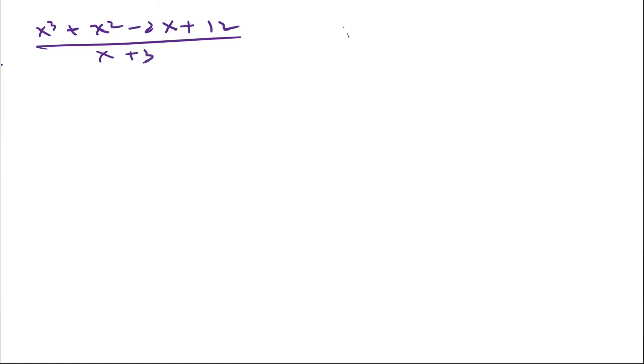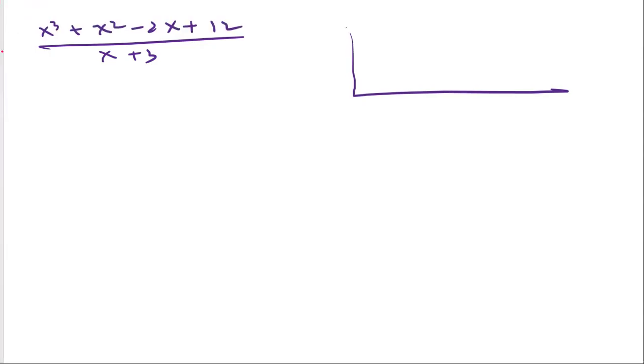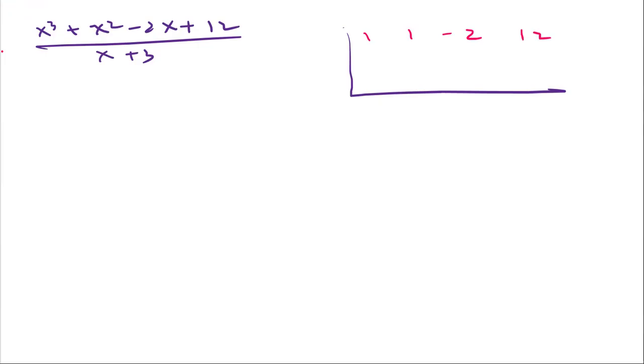Okay, so again, for synthetic division, I just list my coefficients here. So that would be 1, 1, minus 2, and 12. Those are the coefficients of my polynomial in the numerator. And then whatever this is, a plus 3, what I write down here is going to be the opposite. So it'll be a minus 3. And then I go through the process.